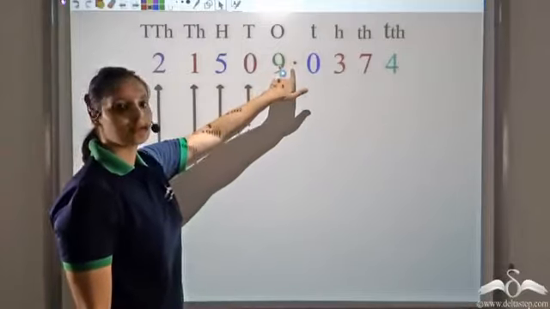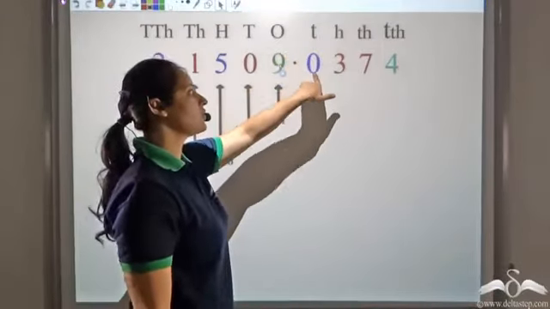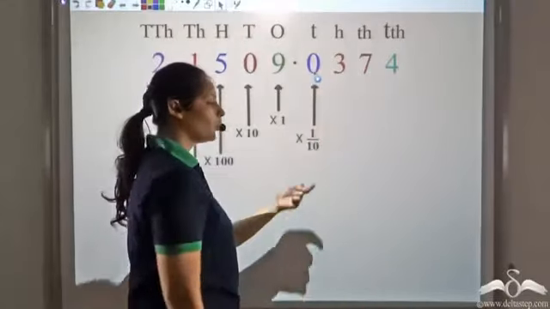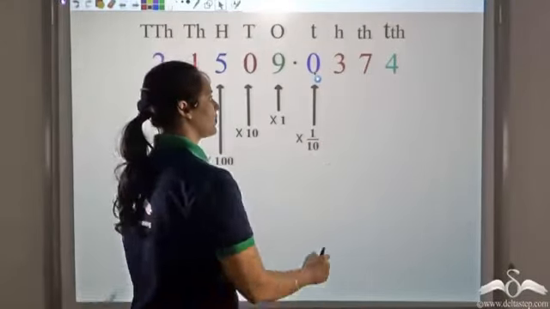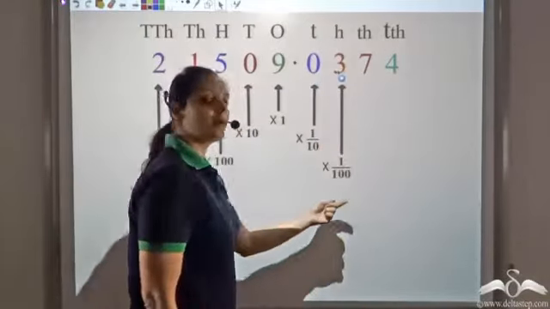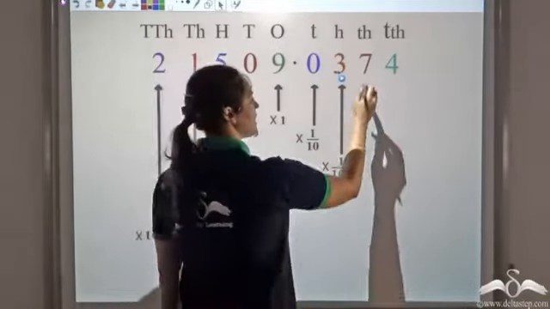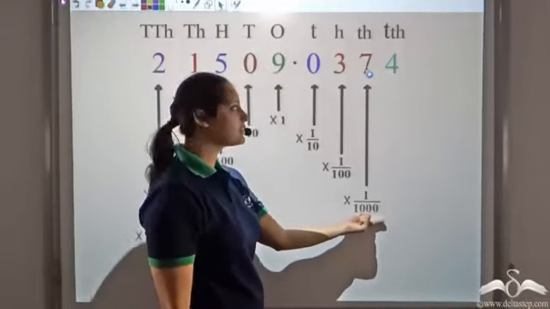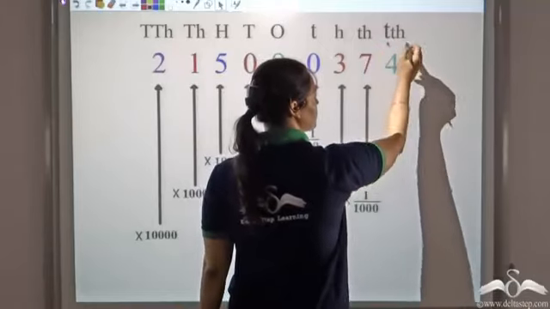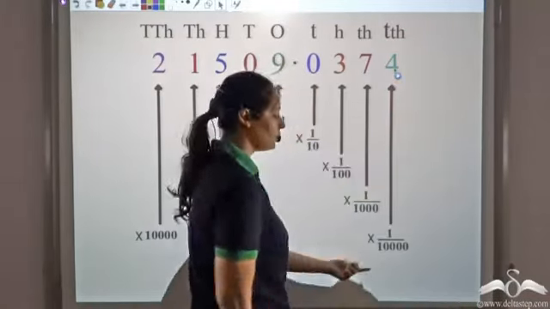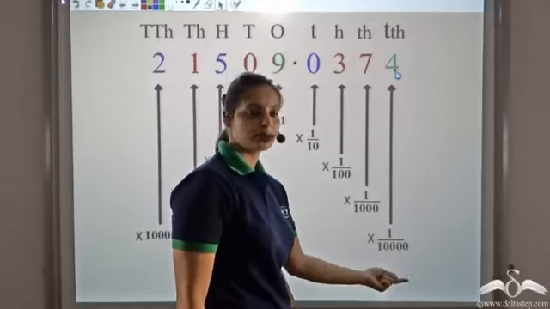Now after the decimal, you have tenths here. So 0 is in the tenths column. That is, it has to be multiplied by 1 by 10. 3 is in the hundredths column. That is, it has to be multiplied by 1 by 100. 7 is in the thousandths column. Should be multiplied by 1 by 1,000. Further, 4 is in the column of ten-thousandths. So this should be multiplied by 1 by 10,000.